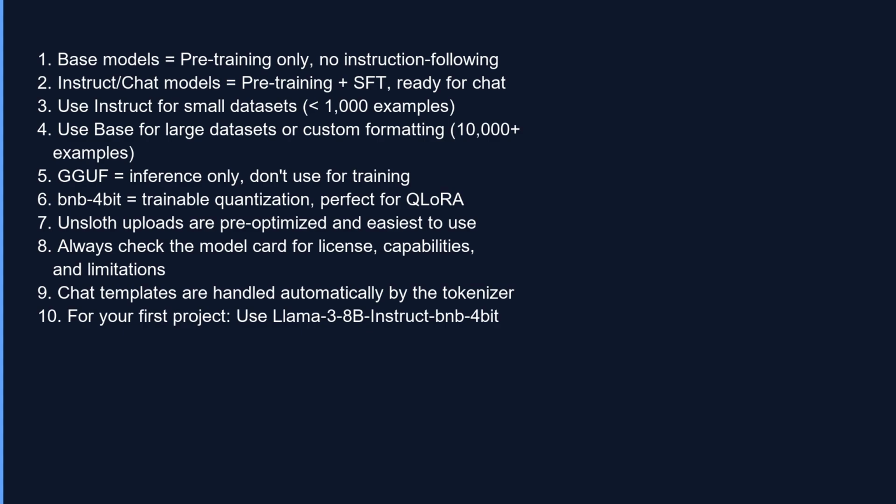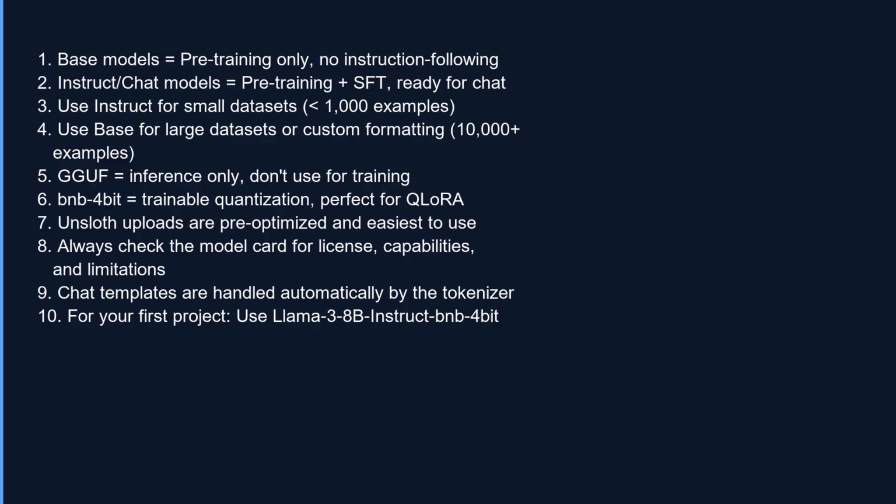One, base models: pre-training only, no instruction following. Two, instruct chat models: pre-training plus SFT, ready for chat. Three, use instruct for small datasets, under 1,000 examples. Four, use base for large datasets or custom formatting, 10,000 plus examples. Five, GGUF is inference only, don't use it for training. Six, BNB 4-bit shows trainable quantization, perfect for quantized low-rank adaptation.